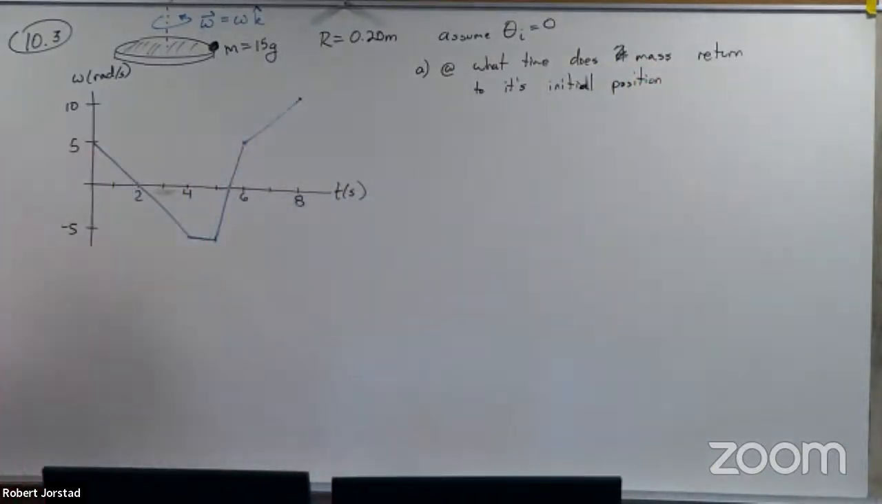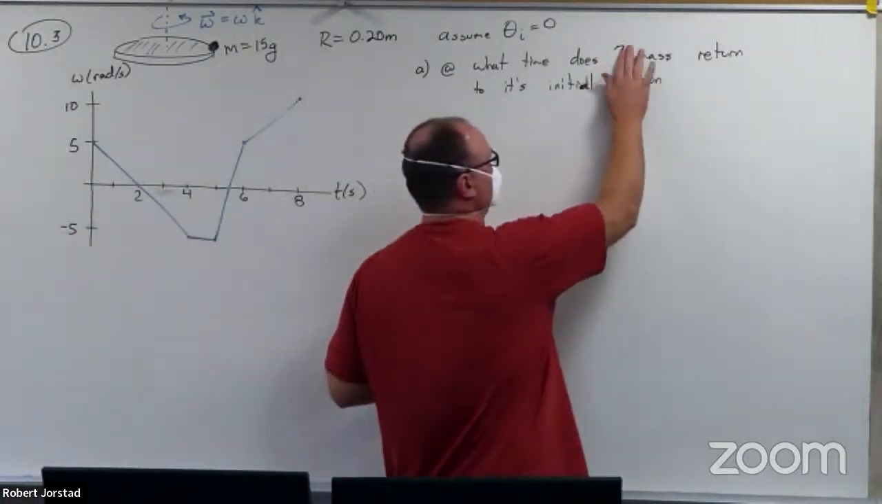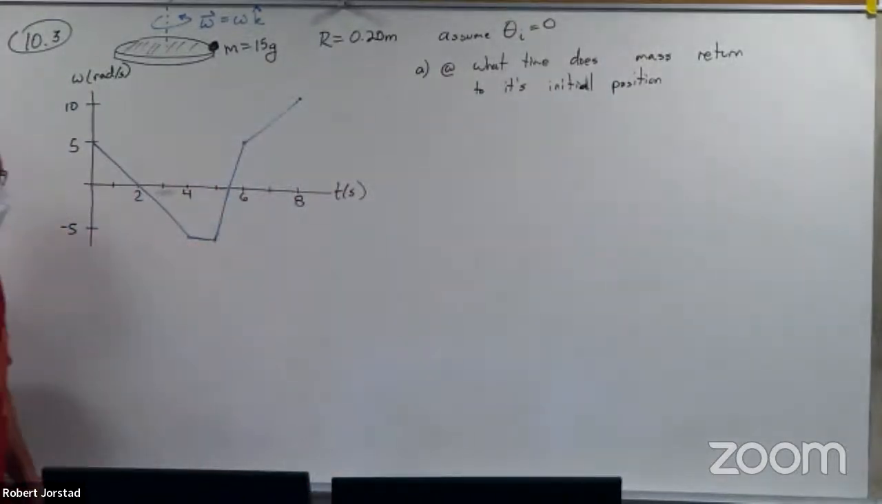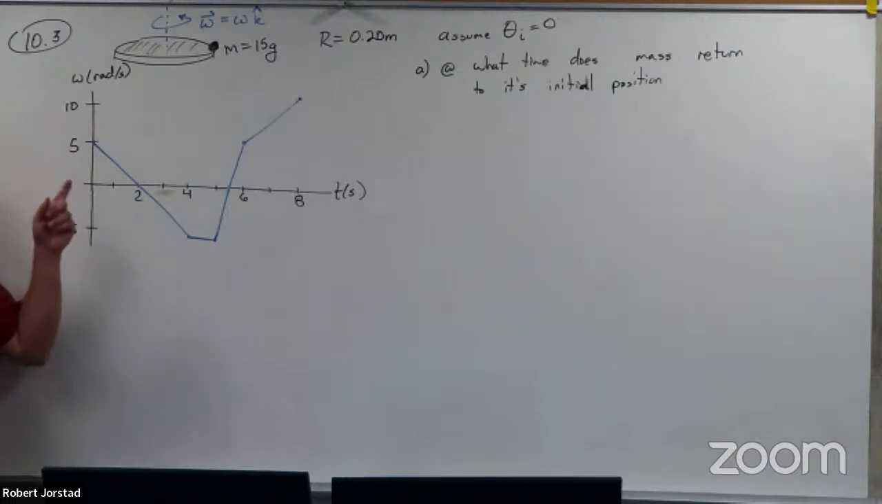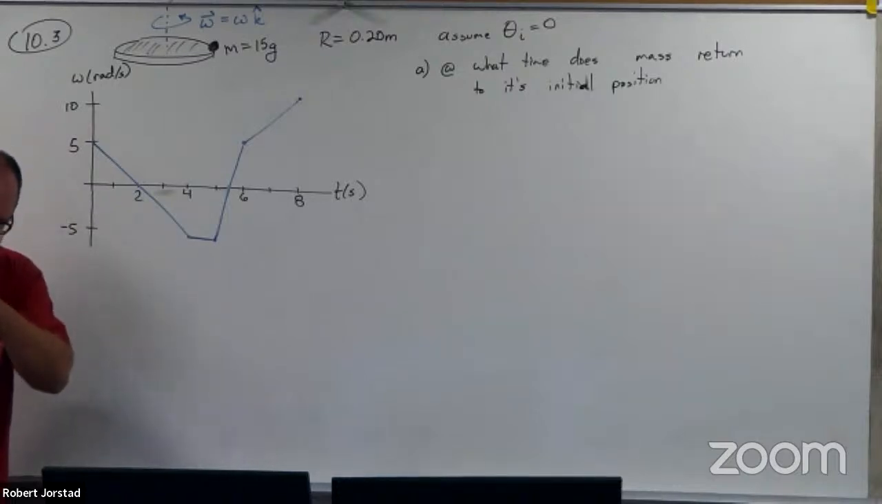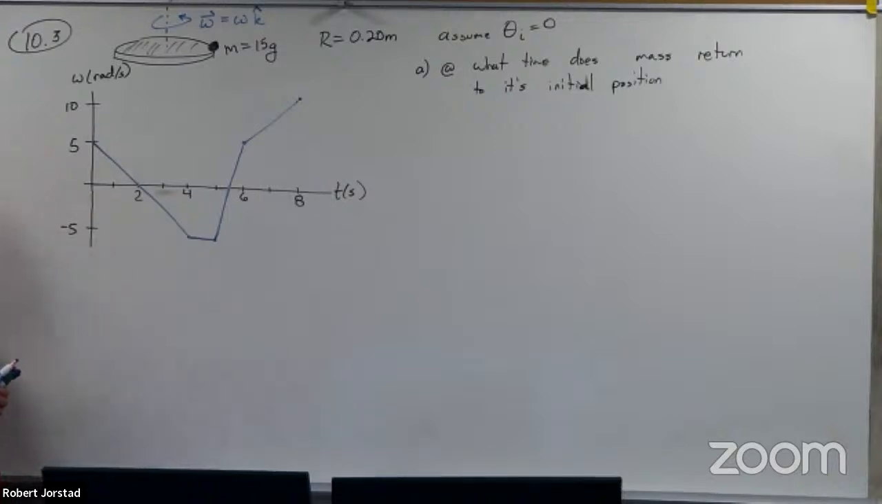All right, how would we figure that out? At what time does the mass return to its initial position? What do you think? Why do you say 6 seconds? That's omega. That's when it goes to its initial rotation rate. That's not its initial position, and that's a big hint there. So it's not when omega takes the same value, but instead when what?